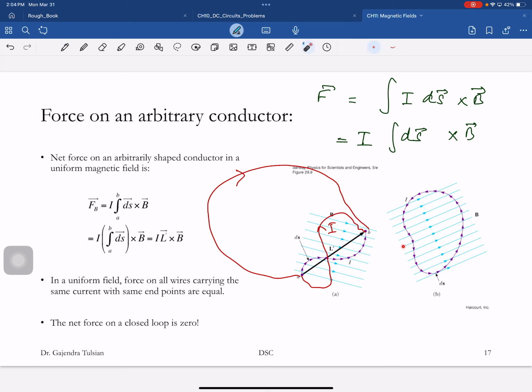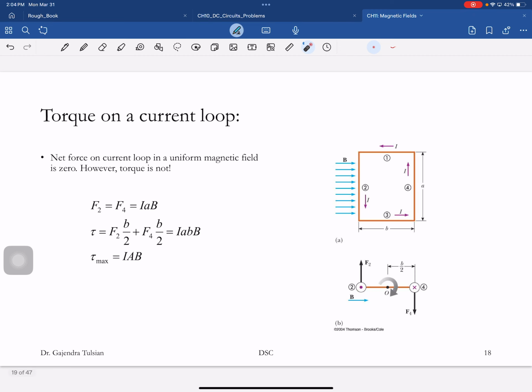What is the force on a closed loop? Okay. All these vectors add up to a zero vector. The net force on a closed loop in the presence of a constant magnetic field is zero. Okay? The net force on a closed loop is zero. So, on a closed loop, there's no effect? No. So this is the most important lesson you'll learn in this chapter.